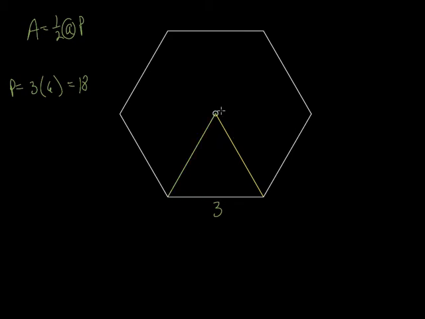Now watch. If I'm not going, I'll erase some of these. You don't have to draw all of these. This is just for teaching purposes. Watch this. It's a bunch of triangles. How many triangles? 6. There's 6 of them.